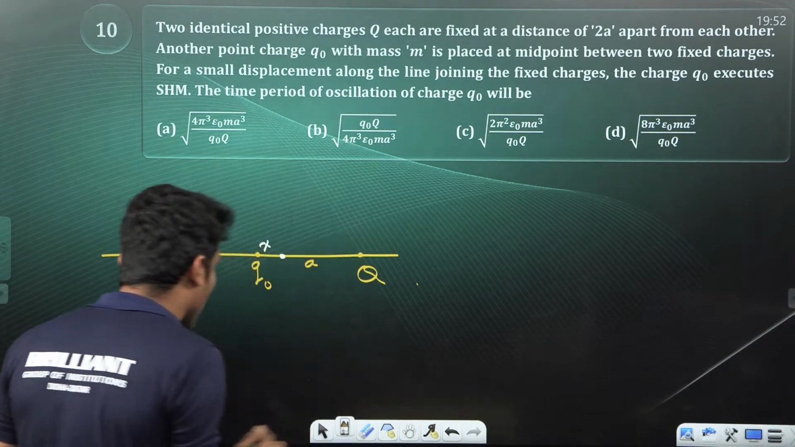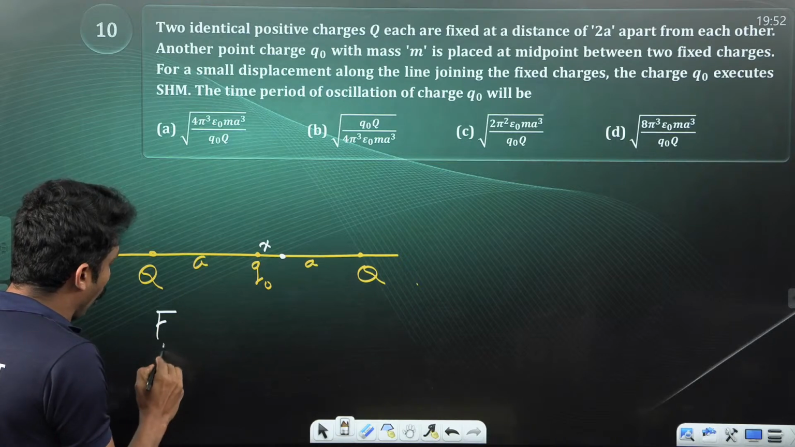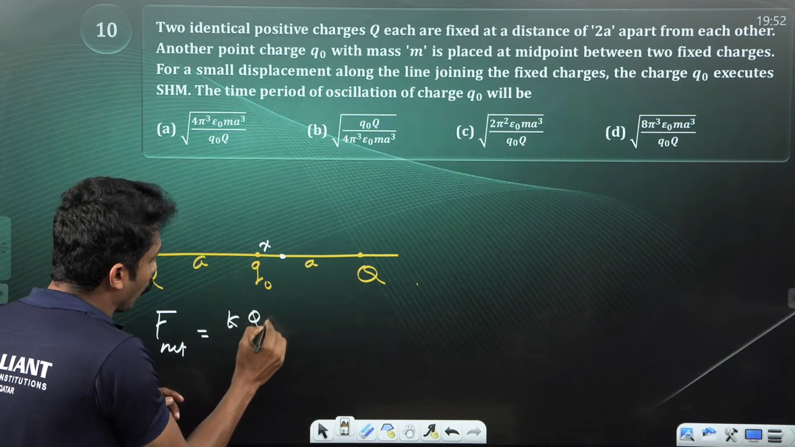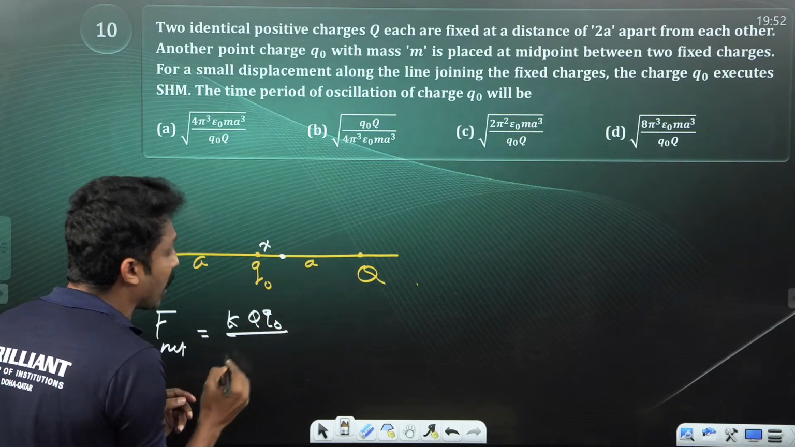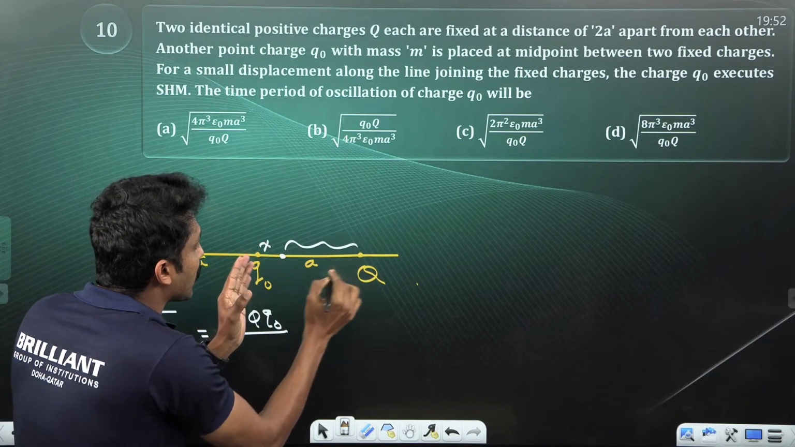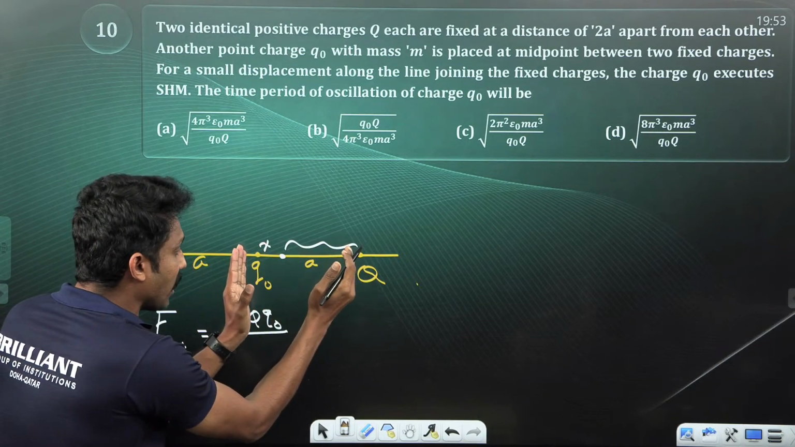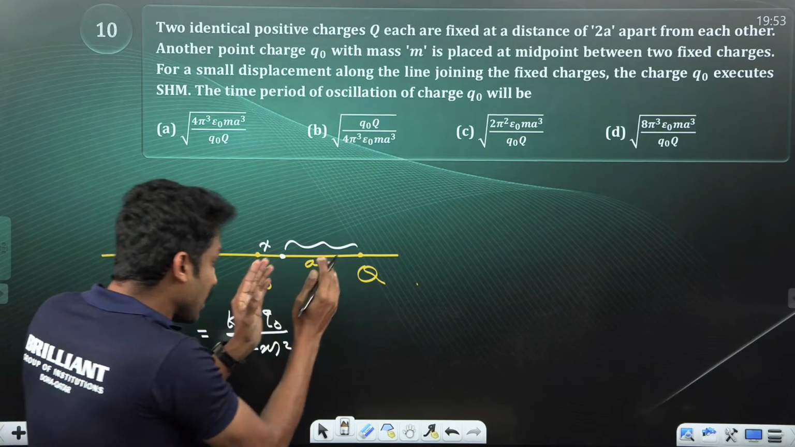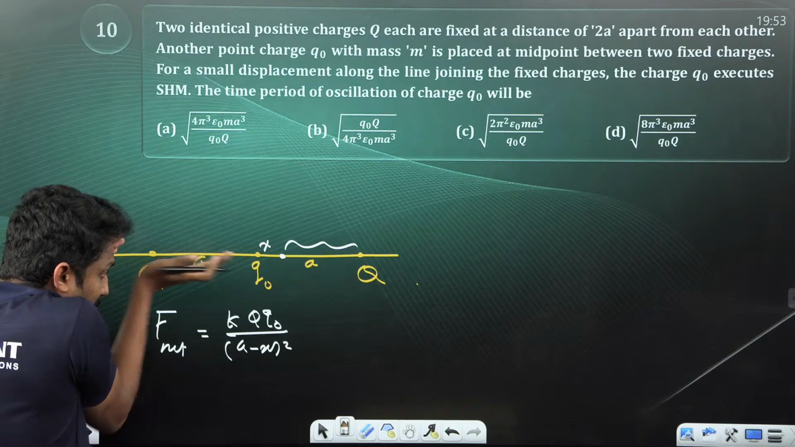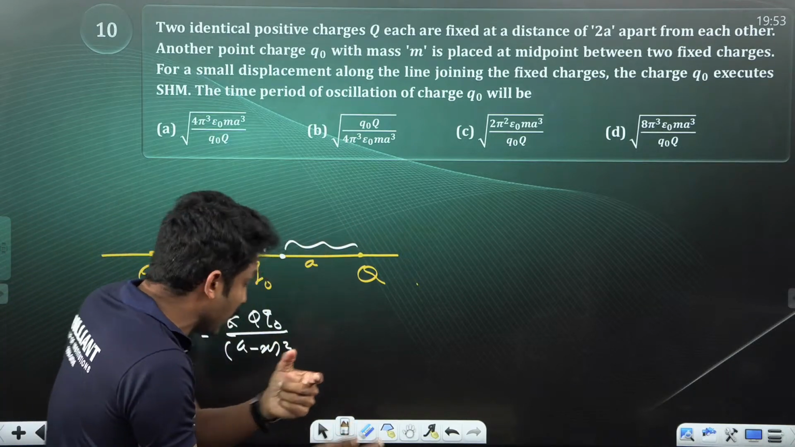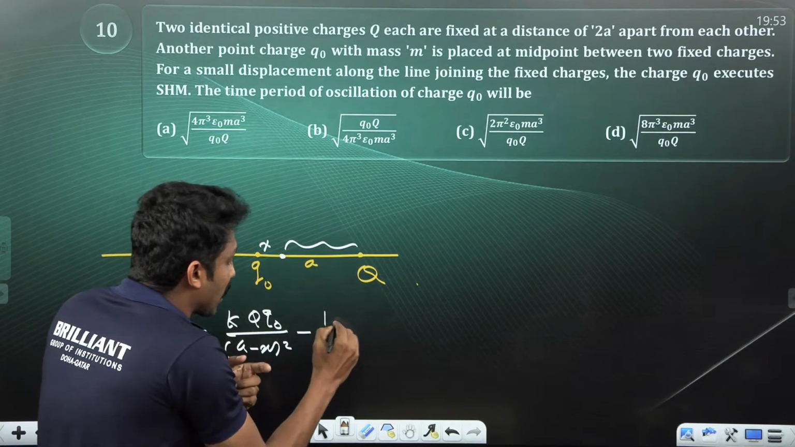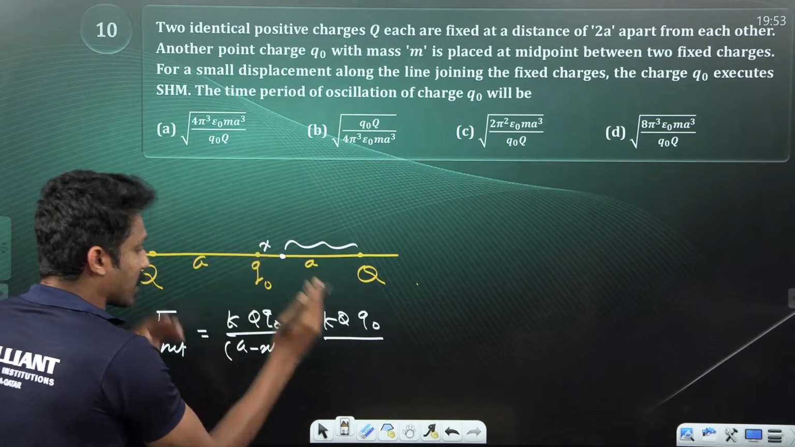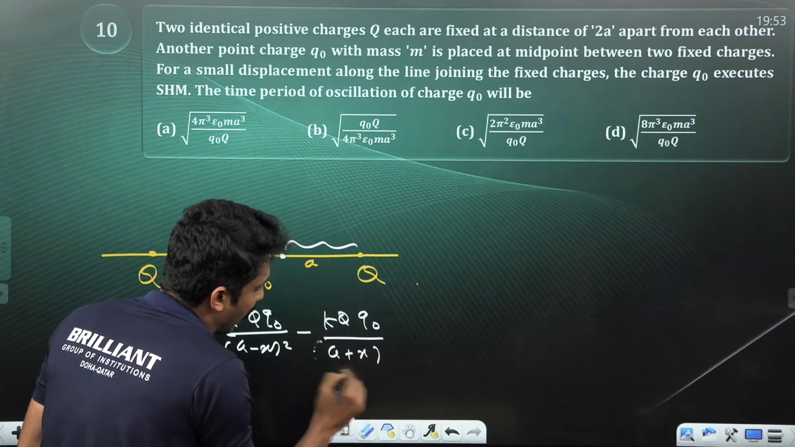First of all, we calculate the net force there. The net force on Q0 is equal to, this greater force is K into Q Q0, the product of charges, divided by the square of this distance. This distance is a minus x. This is totally a, this is x, so this is a minus x all square. That is in this direction, and the force here is in the opposite direction, so I am subtracting this, and K Q Q0 divided by the square of this distance, a plus x all square.